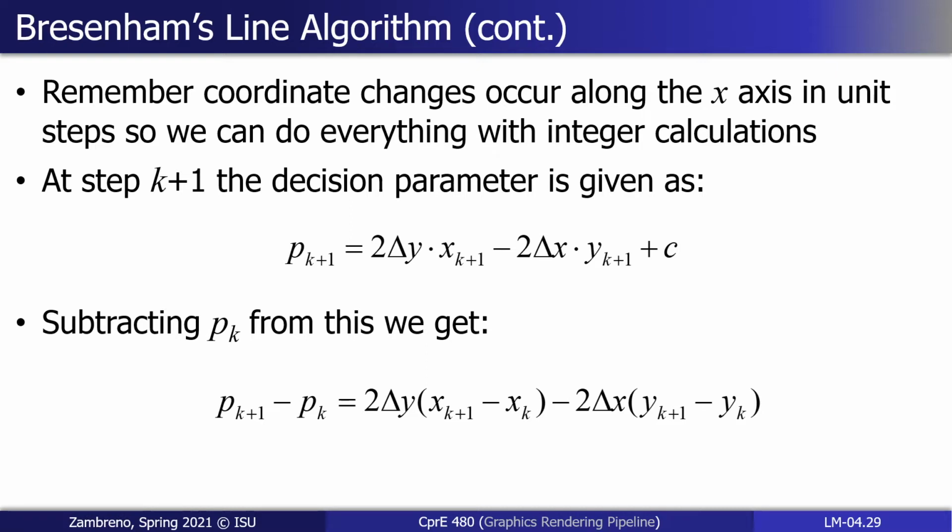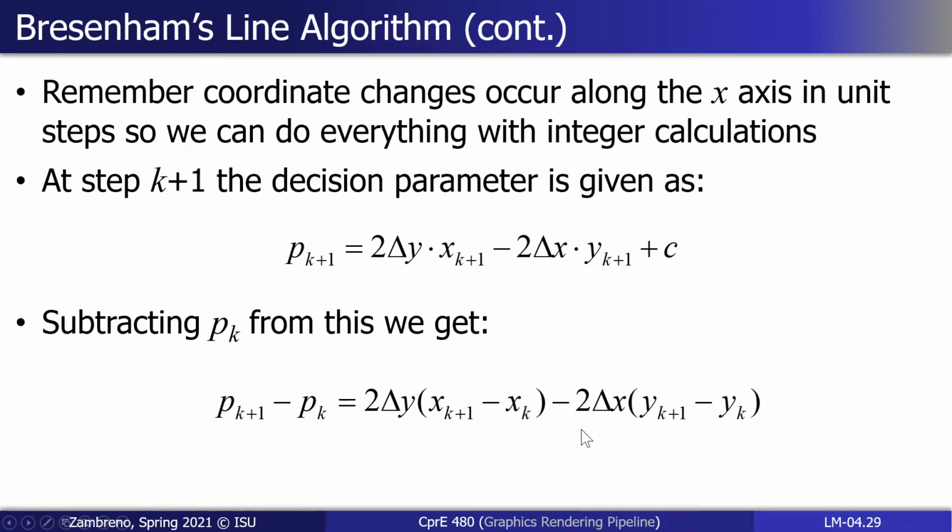Given p sub k, we can then also calculate p sub k plus 1 to see how much that decision function is going to change from point to point. And then that's also just a function of xk plus 1 minus xk, as well as yk plus 1 minus yk. That seems to make the math more complicated, but then we recognize that xk plus 1 minus xk, as we're rasterizing our line and moving to the right, is always 1.